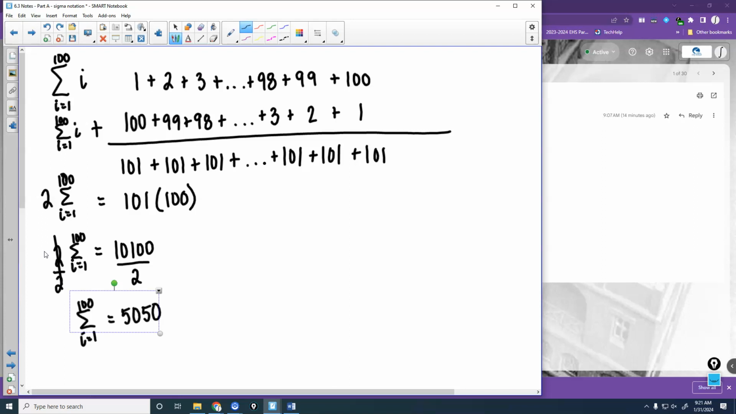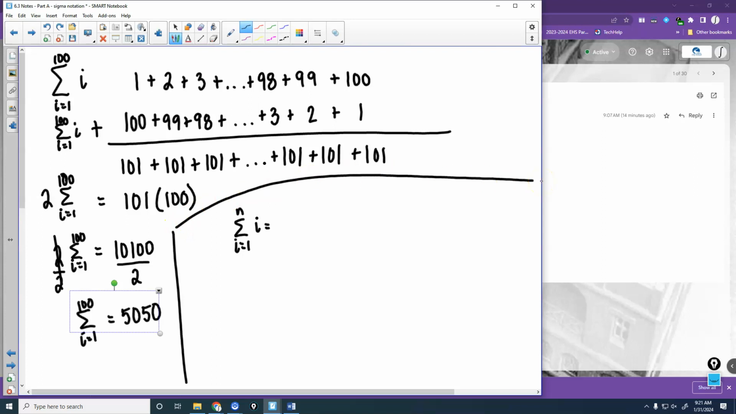So let's think about, rather than doing the sum from 1 to 100, let's do 1 to n, so it could be any number, right, of i. So we think about this basically in the same way that we're thinking about our 1 to 100 problem. If I'm adding up numbers from 1 to n, I will have 1 plus 2 plus 3 plus ... And then I know this last number is going to be n.